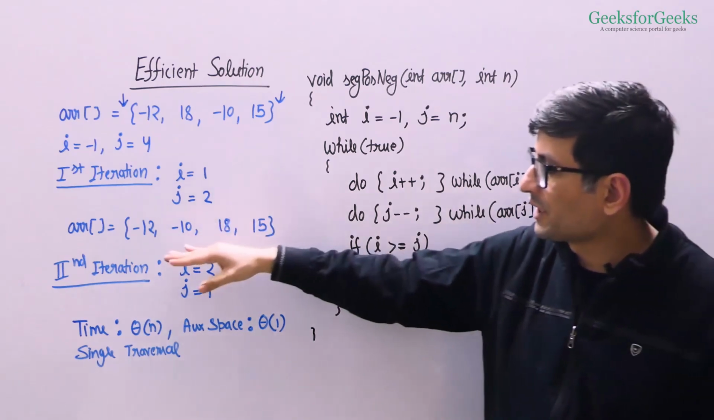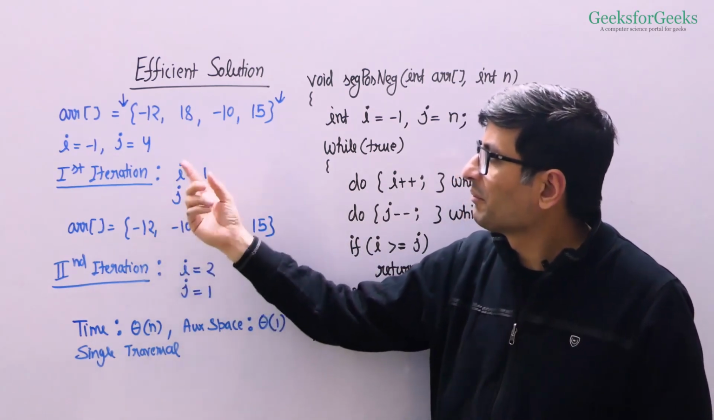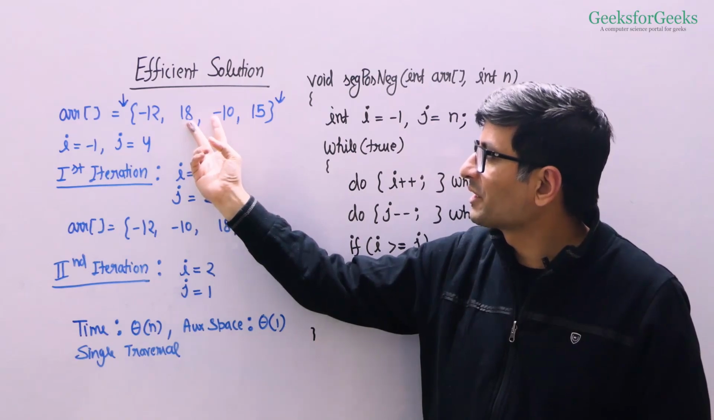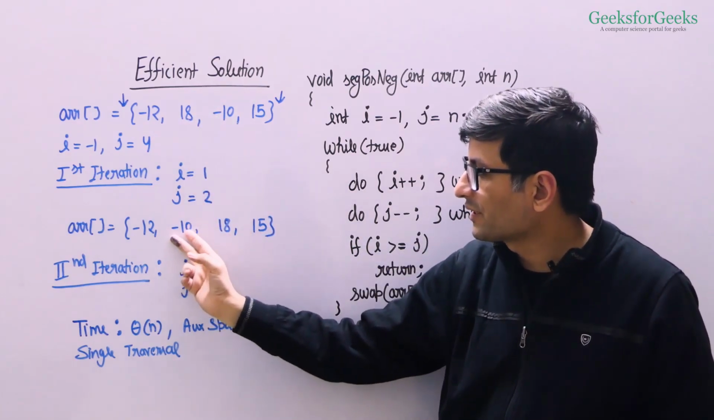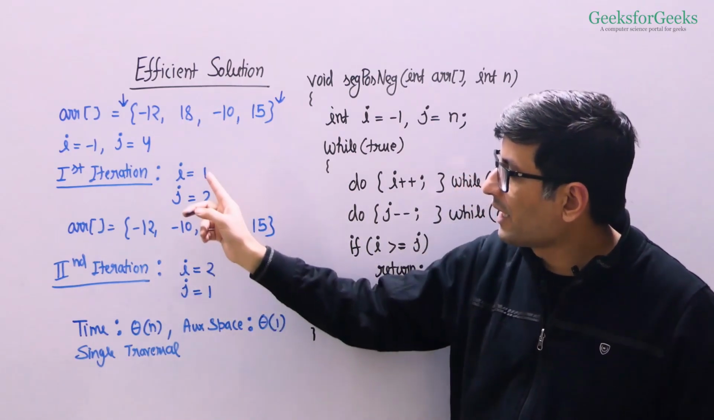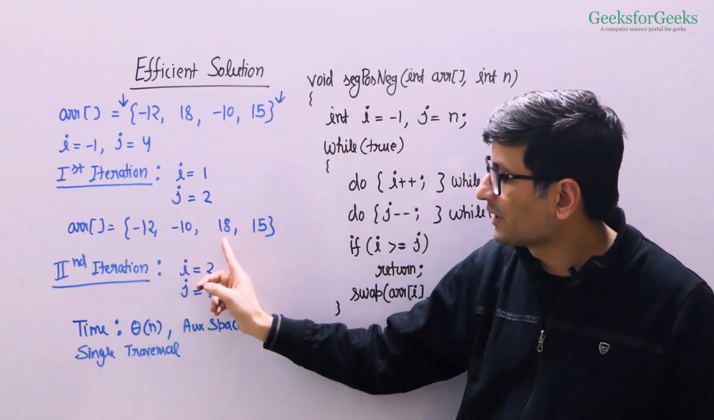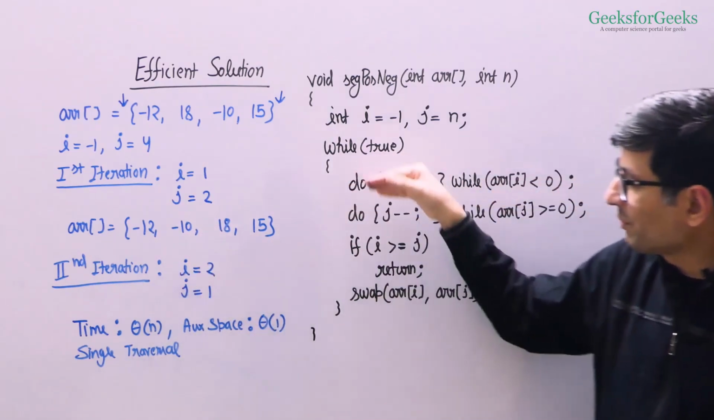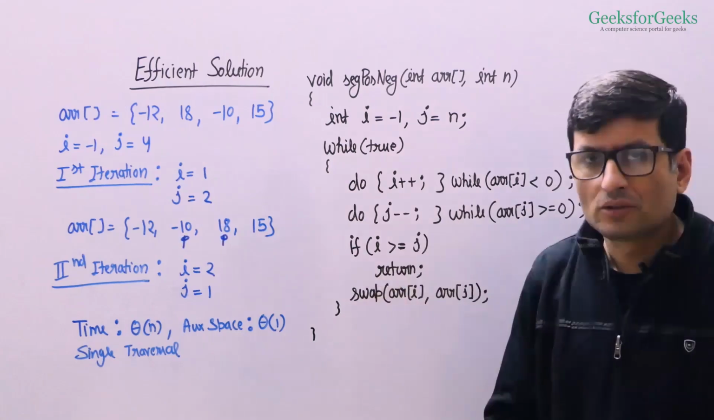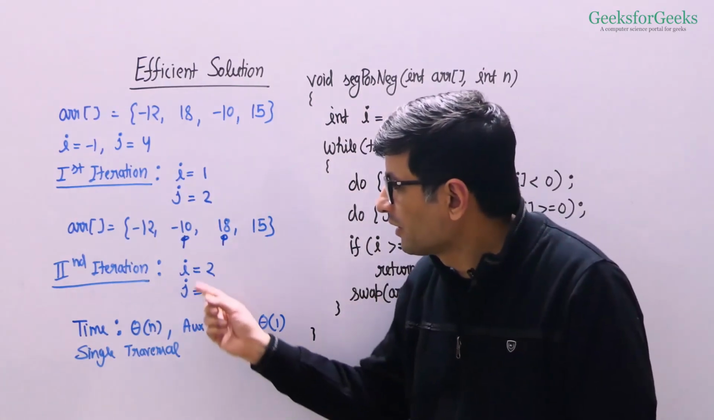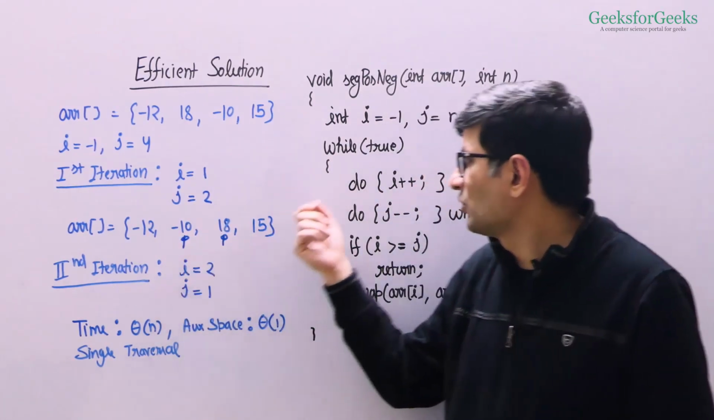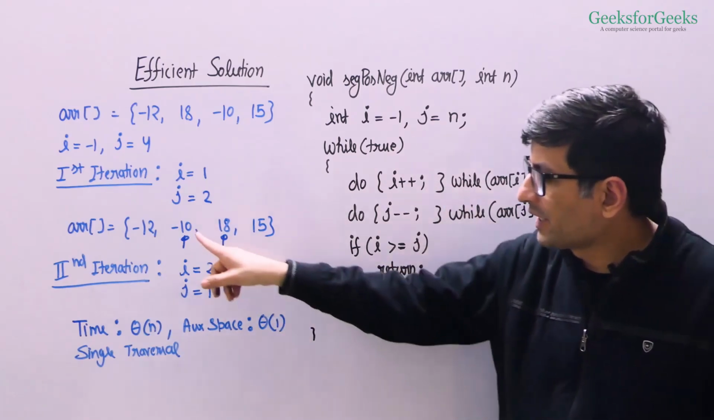So after the first iteration, our array becomes this: -12, -10. These two elements are basically swapped, right? So we get this and this. Now if you see, i has come to 1 and j has come to 2. And now we are going to begin our second iteration. So what will happen in the second iteration? i is currently here. This do while loop will run. It will make i here, right?